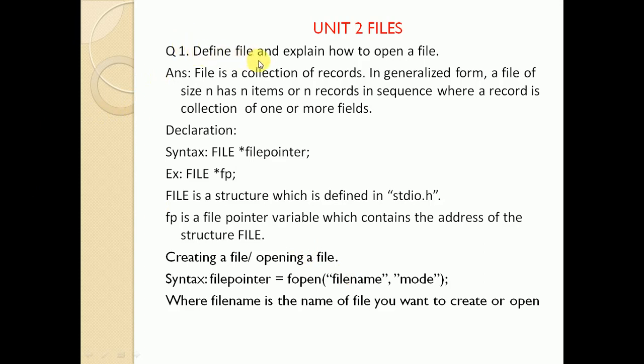Define file and explain how to open a file. Let's see the first definition of file. A file is a collection of records in a generalized form. A file of size n has n items or n records in a sequence, where a record is a collection of one or more fields. Let us see an example of a file.